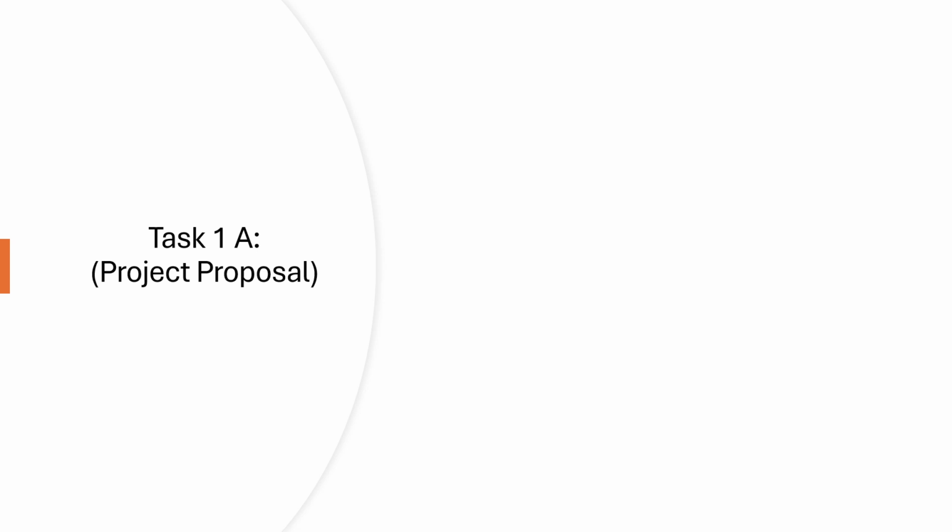So task 1A is your project proposal. For this you want to start off with the purpose. So the purpose is to do with what is the main goal of the project. Once you have an understanding of what the main goal of the project is, you'll then be able to write in much more detail as you go through the next section. So the first paragraph you've got to write is the purpose of the project.